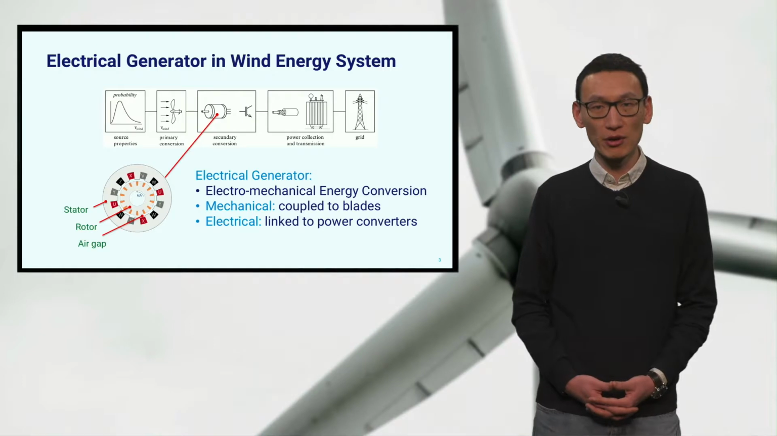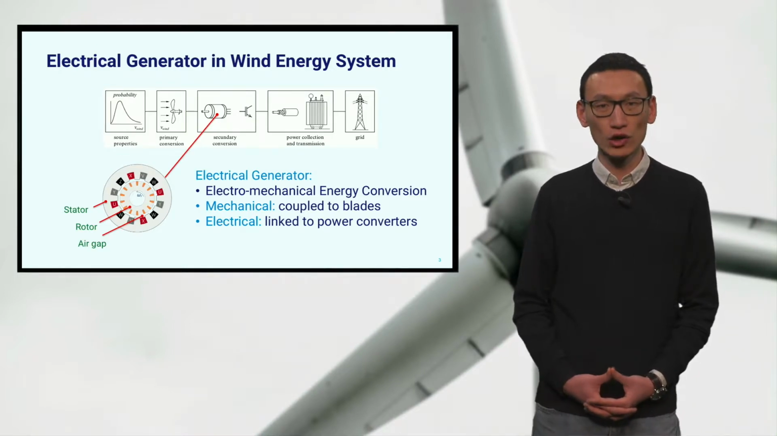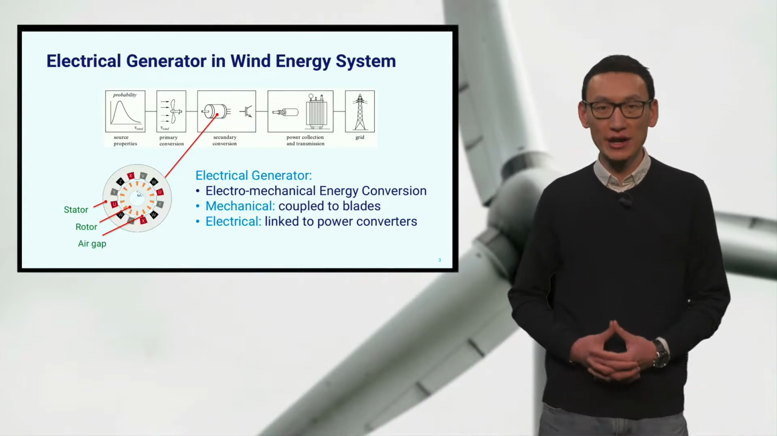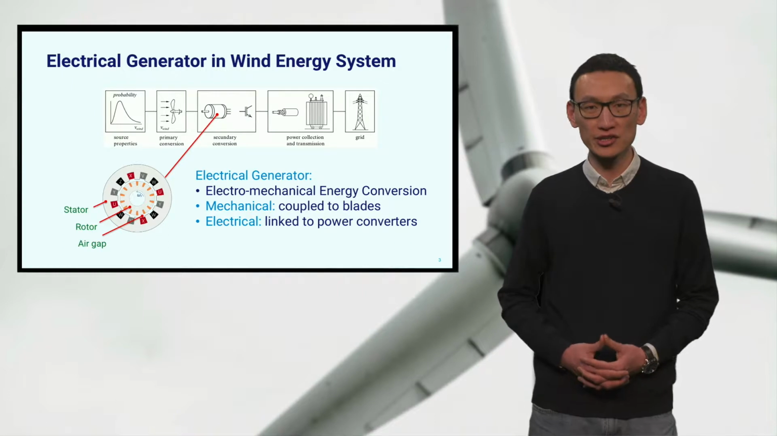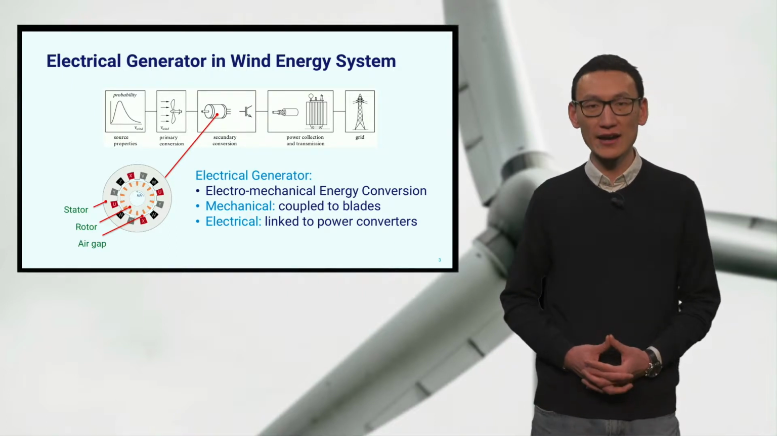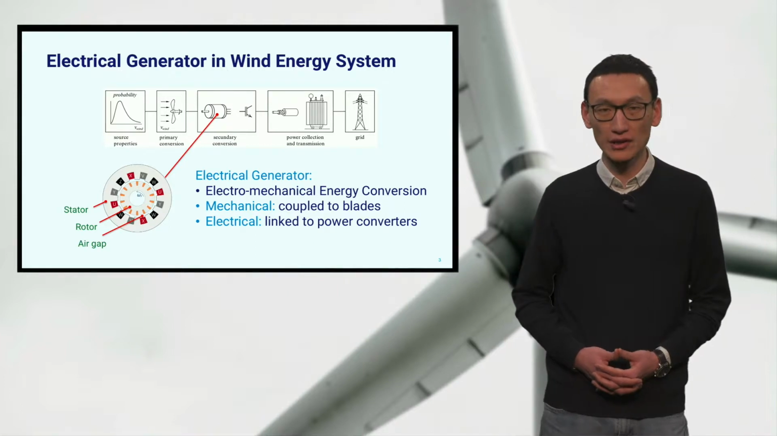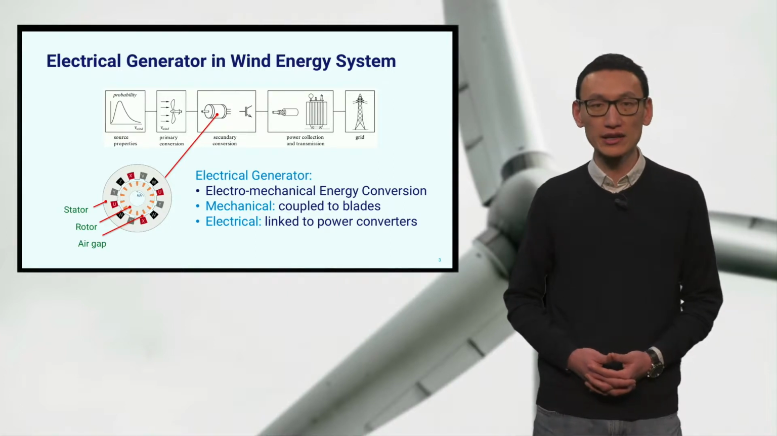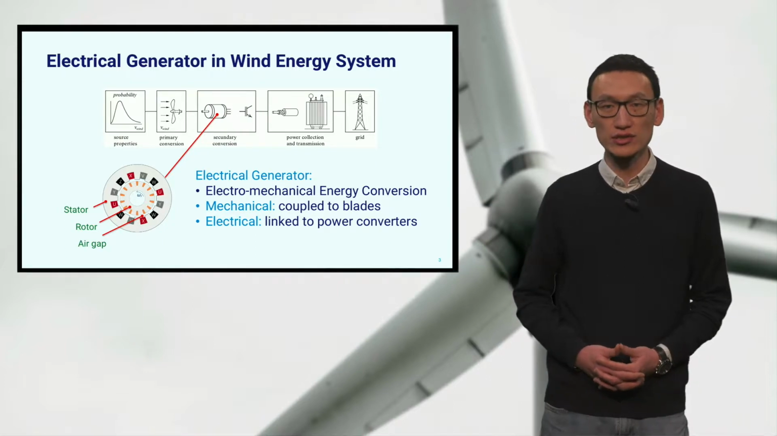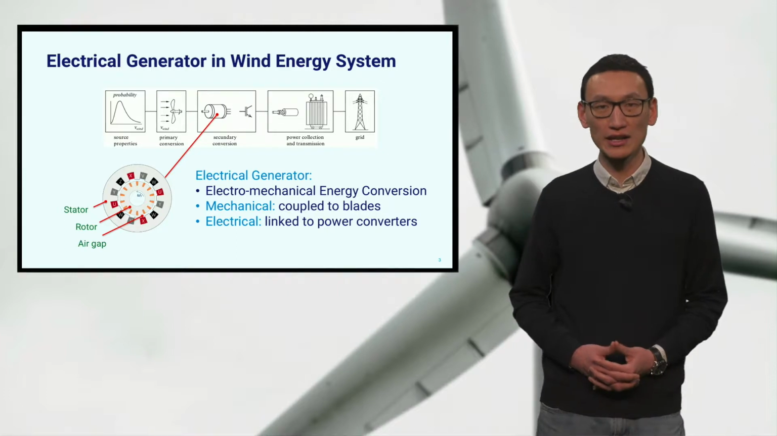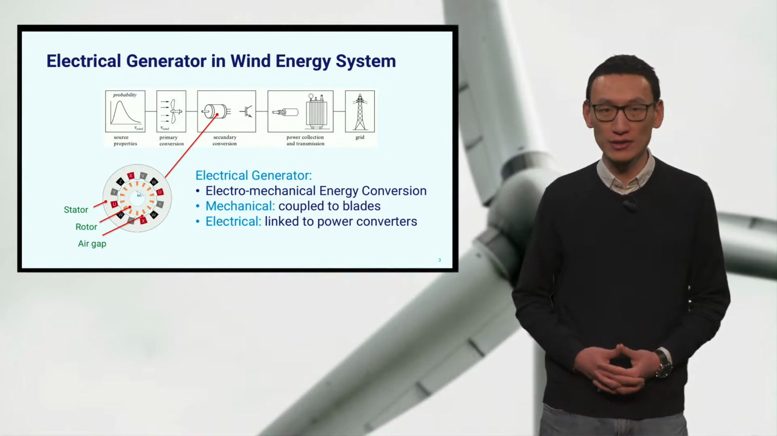Here, you see the position of the electrical generator as a component in the whole wind energy transition system. As we can see, the generator functions as a secondary energy conversion device. It takes mechanical energy from the blades and converts it to electrical energy. The electrical energy will be processed later on by power converters to certain voltage levels and frequency before it is collected by cables and transformers.